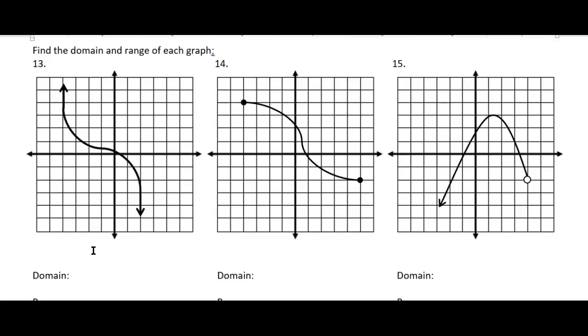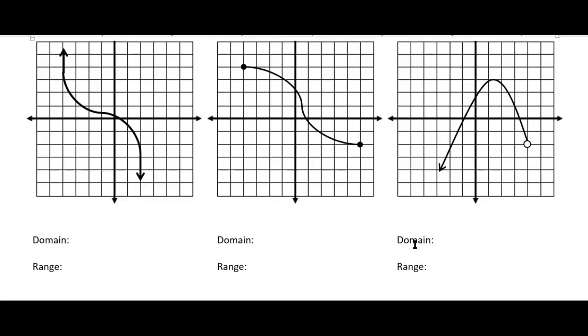Domain and range. This is number 13, 14, and 15. We're just finding the domain and range of each one. So let's start with domain. I know domain is my x values. The x values go from left to right. So I'm looking at this graph, figuring out where my 2 left and right boundaries are, if there even are boundaries. I have a boundary here and a boundary there. The entire graph is in between those 2 boundaries. So I need to figure out where they are.